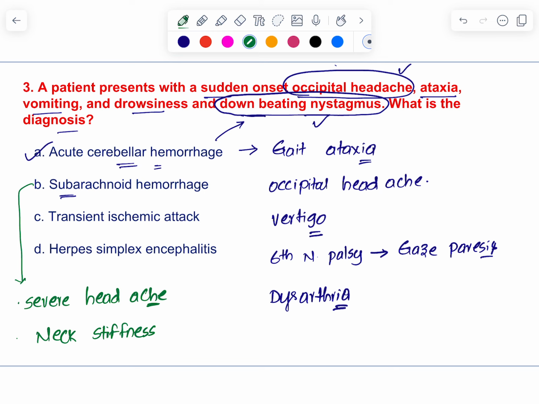Severe headache, and there is neck stiffness and vomiting. In case of subarachnoid hemorrhage, you have to understand that it is the anterior communicating artery or middle cerebral artery. That is the place where you have the aneurysms, and if this aneurysm ruptures, that will result in subarachnoid hemorrhage.